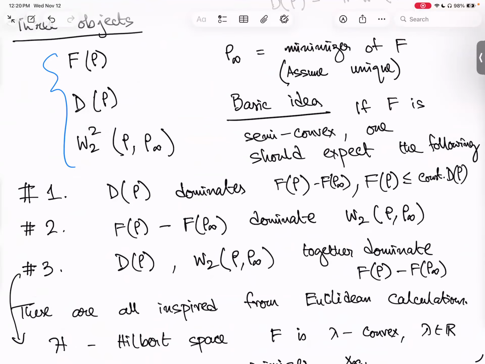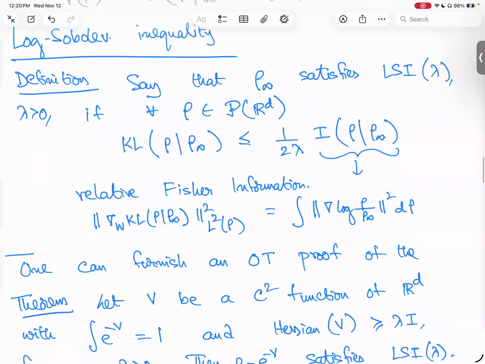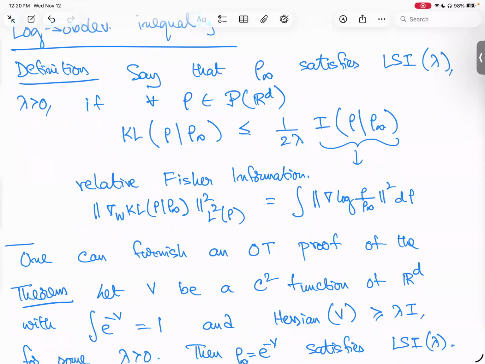So D is my Fisher information, F is my Kullback-Leibler, W2 is my distance, and I want to say that, given two of them, I can control the third one. This meta theorem should be true under enough smoothness for all geodesically convex functions F, but specifically the things that we have written down are the most important cases, which is the case of Kullback-Leibler with respect to a uniformly log concave function.